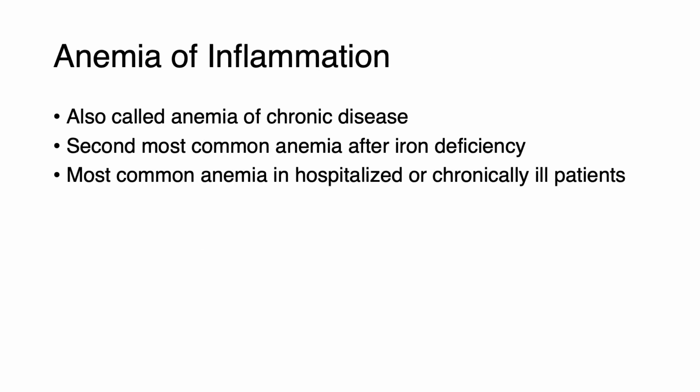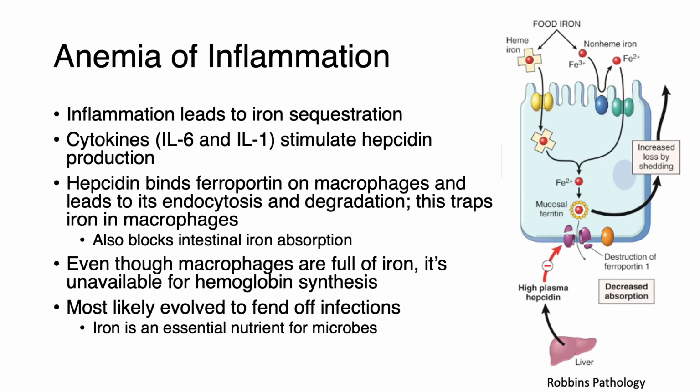So anemia of inflammation is also called anemia of chronic disease. It's the second most common cause of anemia after iron deficiency. In the hospital, it's usually the most common cause you're going to see, especially in patients with chronic illness. So inflammation leads to iron sequestration. This is really like a functional iron deficiency caused by inflammation.